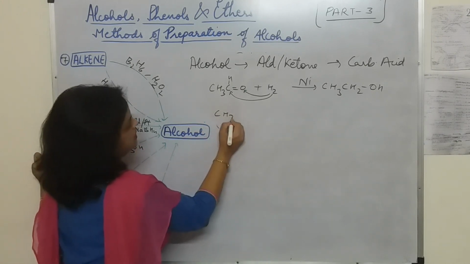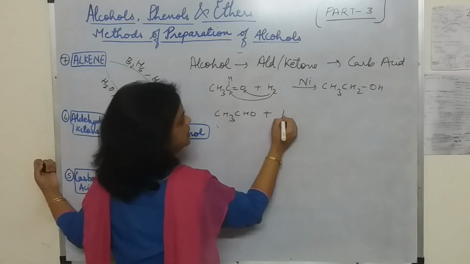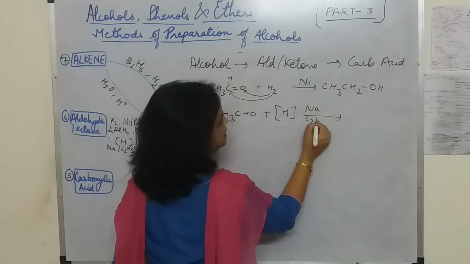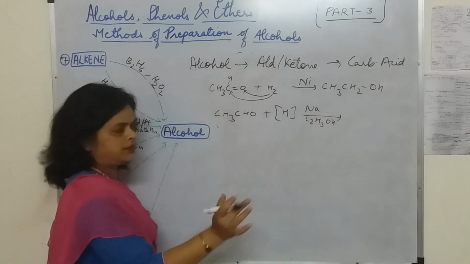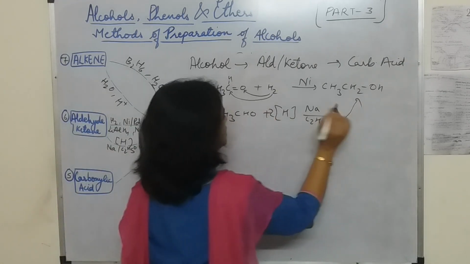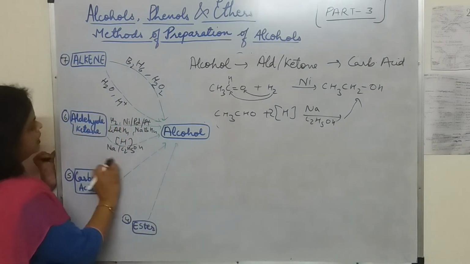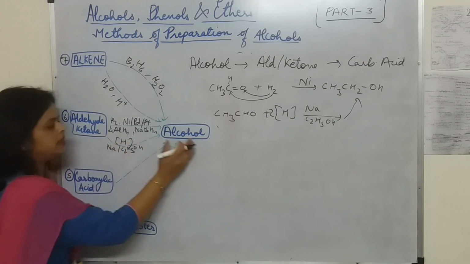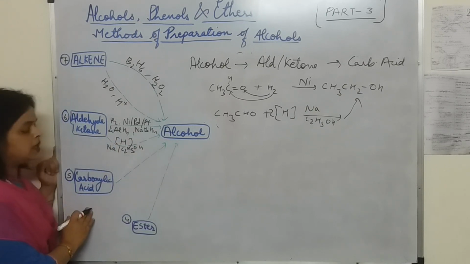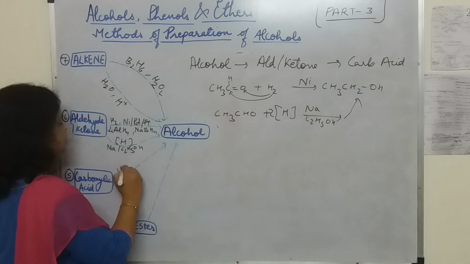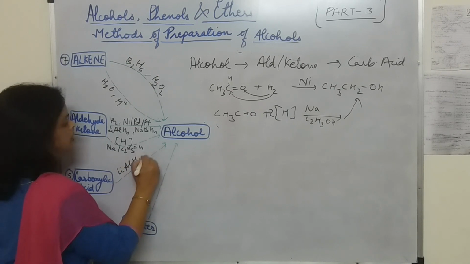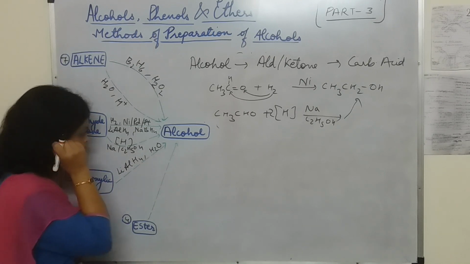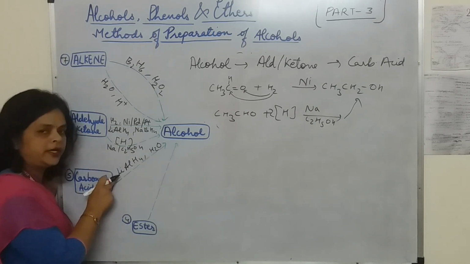If CH3CHO is reduced in presence of sodium and ethanol, then also the same reaction will take place and it will convert into alcohol, but you are taking a different agent. So by means of reduction, aldehydes and ketones can be converted into alcohol. Similarly, carboxylic acid also, by lithium aluminium hydride, can be converted into alcohol. But see students, on the commercial level, this lithium aluminium hydride is quite expensive.